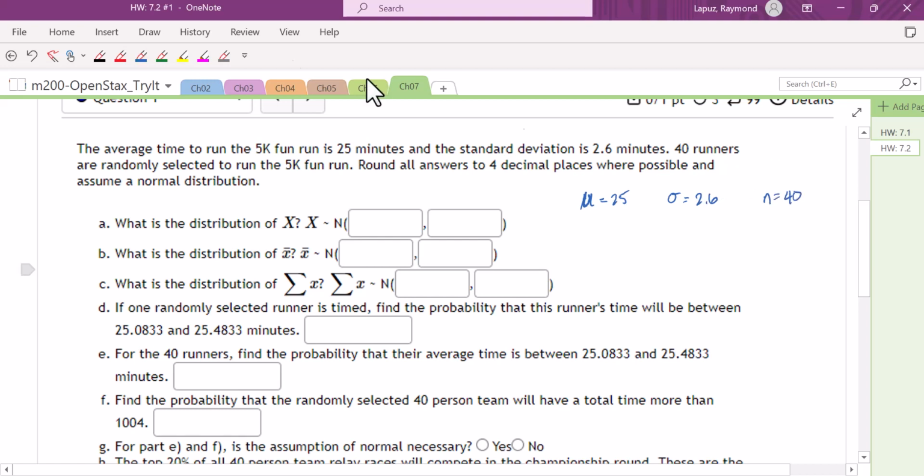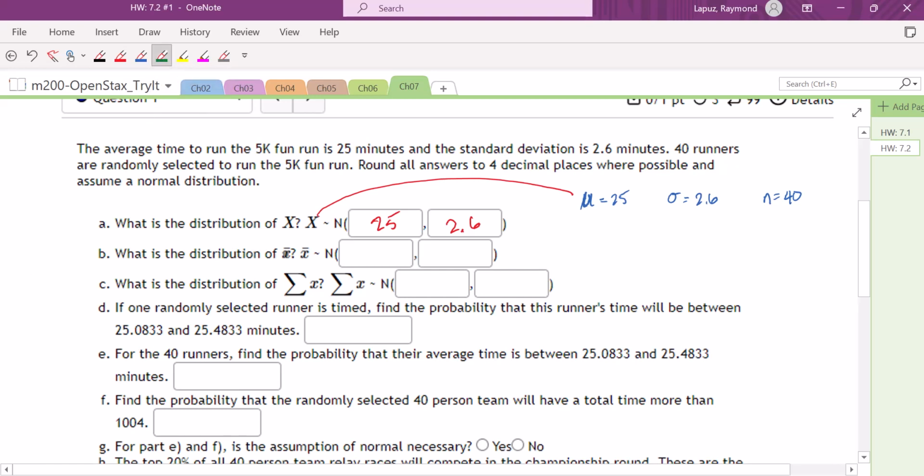All right, so they're asking for the original x distribution, and the original x distribution is going to be this distribution that was given to us. And remember, for the notation for the normal distribution, the first number is the mean. So that would be 25. The next number is the standard deviation, 2.6, and that's all.